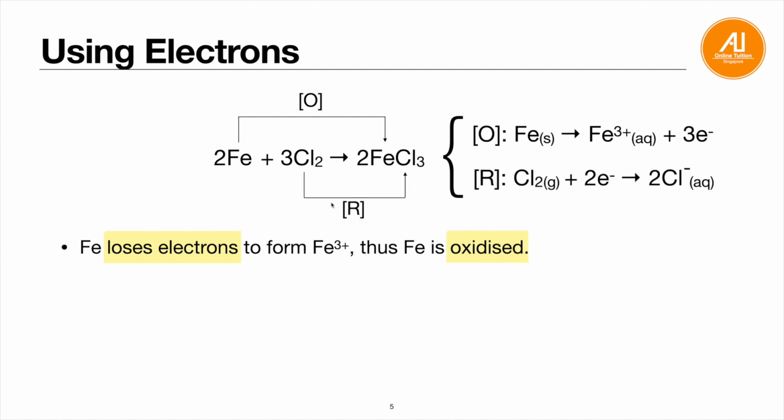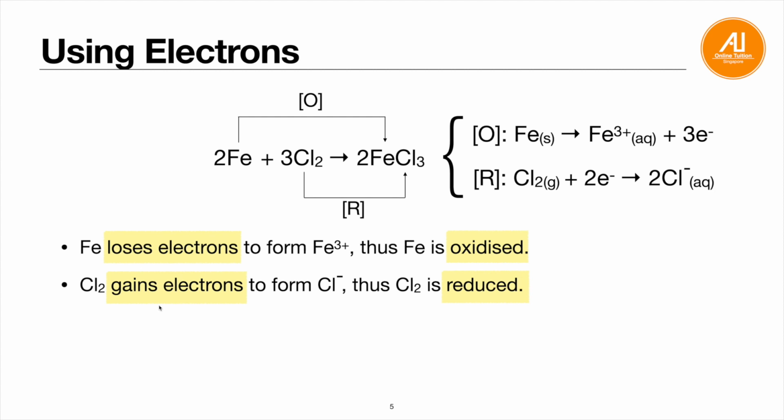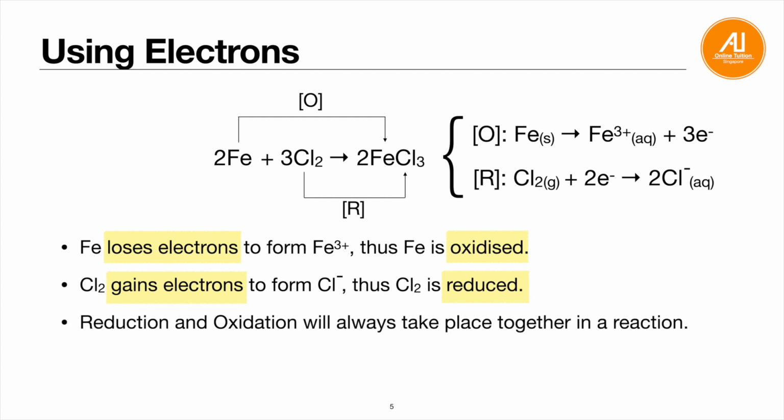Next one, chlorine. Cl2 will become Cl minus. So if you write the half ionic equation, Cl2 will gain 2 electrons to give you 2 Cl minus. So you realize that the charge on both sides of the equation must still remain the same. The left hand side is 2 minus, the right side is 2 minus as well. So if you gain electrons, you are reduced. Cl2 gains electrons to form Cl minus, thus Cl2 is reduced. Alright? So this is the same thing. It always takes place together.